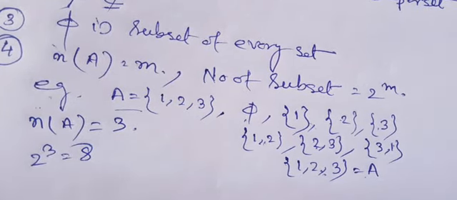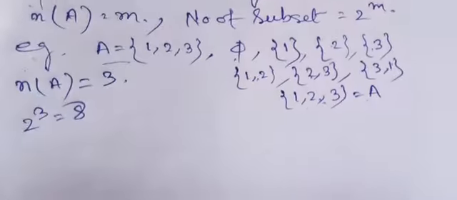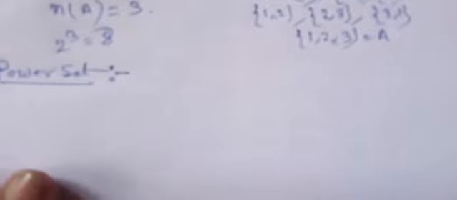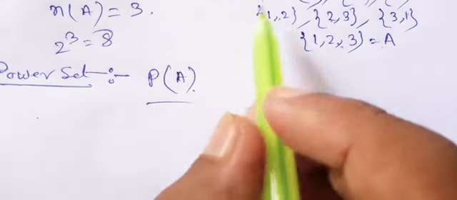Next, power set. A set of all subsets of a given set A is called the power set of A, and it is denoted by P(A). Okay. Set of all subsets.